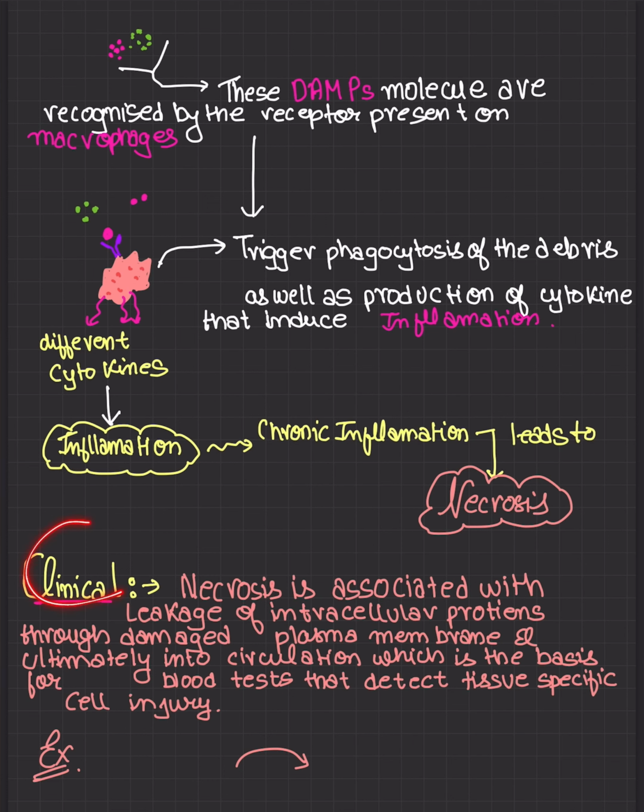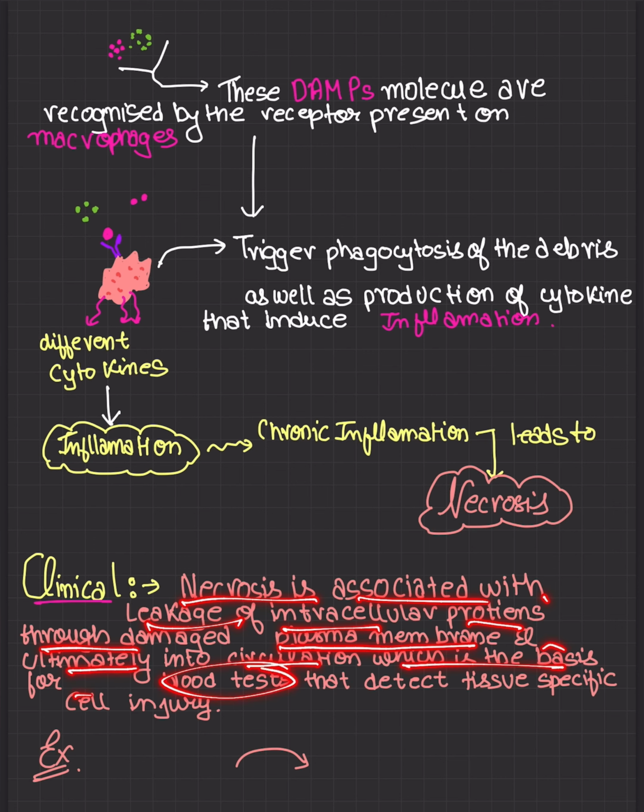Now let's move to the clinical. Adding clinical correlation can provide you an extra edge over others. So here we are going to discuss the clinical aspects of necrosis. Necrosis is associated with the leakage of intracellular protein through damaged plasma membrane and ultimately into circulation, which is the basis for tissue blood tests that detect tissue-specific cell injury.